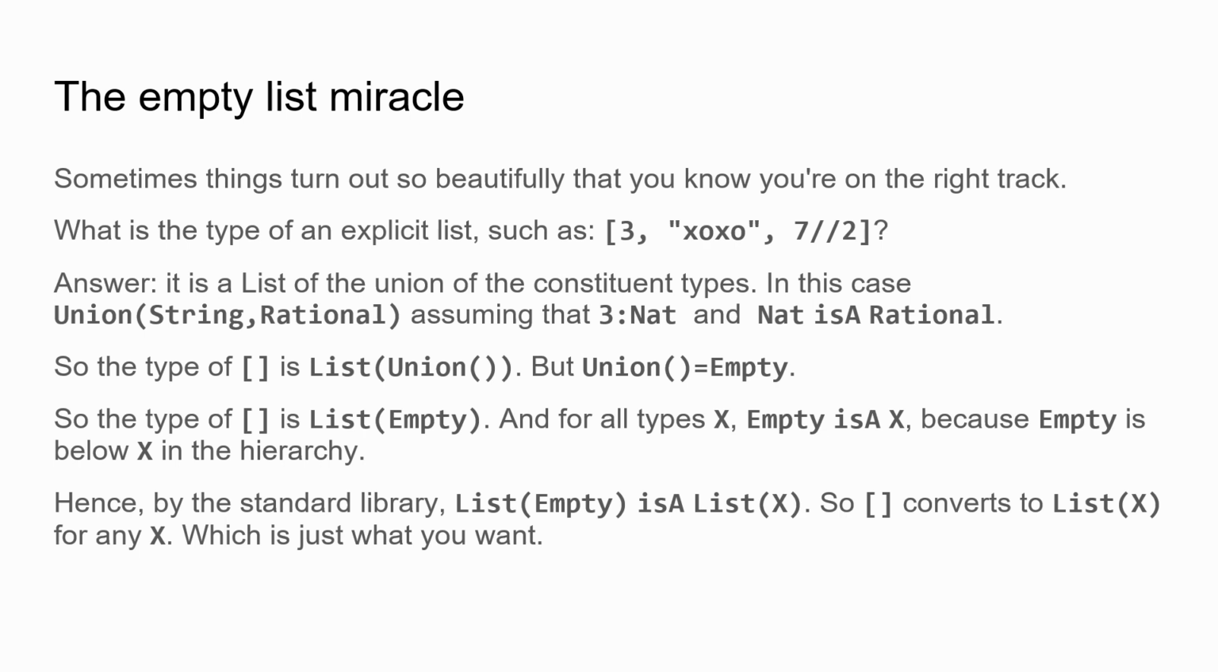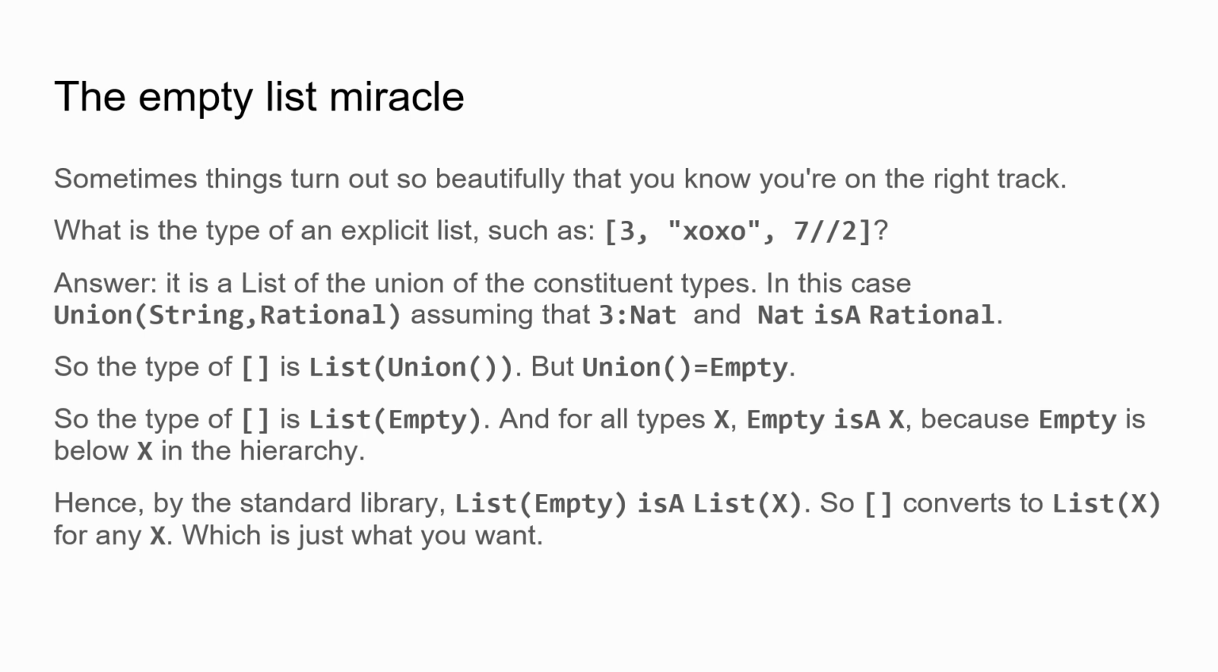So we've got a string and we've got rational numbers because 3 is a rational number. So putting nat, 3 is a natural number, and we're putting nat into our list, the union would give the same union. We eliminate things that are below some other thing. So it's the type of the union of the constituents, and for an empty list, the union is empty. So it's the list of the union of the empty list. But the union of the empty list is the type empty with no values. So the type of the empty list is list of empty.